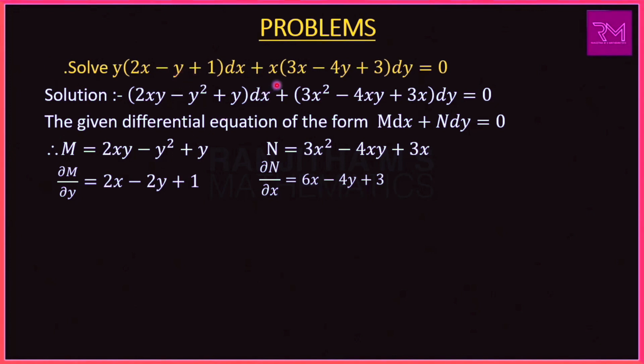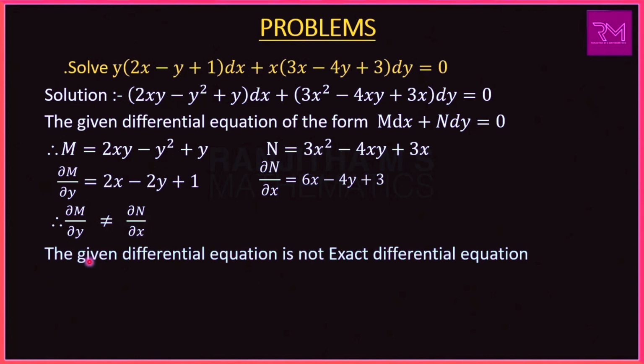If the given differential equation is an exact differential equation, then ∂M/∂y is equal to ∂N/∂x. But here the ∂M/∂y value is 2x - 2y + 1. The ∂N/∂x value is 6x - 4y + 3. Hence, we can conclude that ∂M/∂y is not equal to ∂N/∂x. Therefore, the given differential equation is not an exact differential equation.